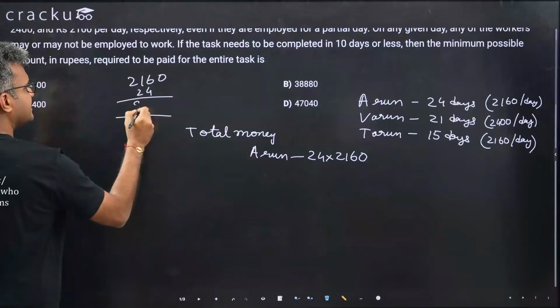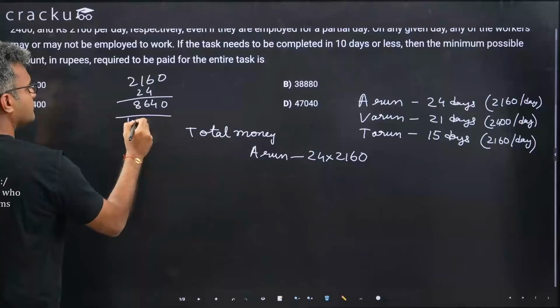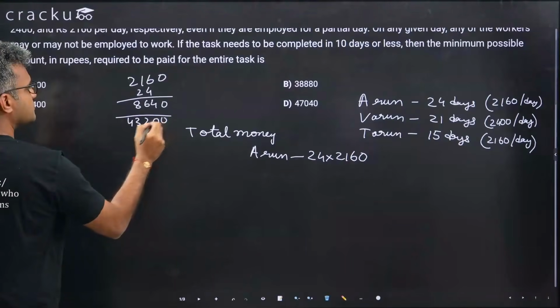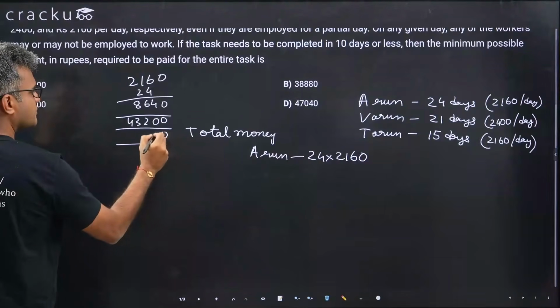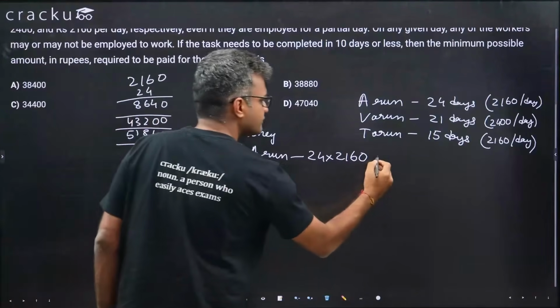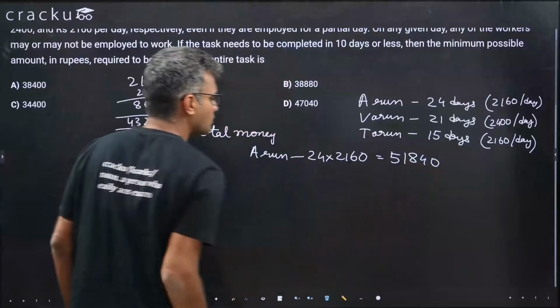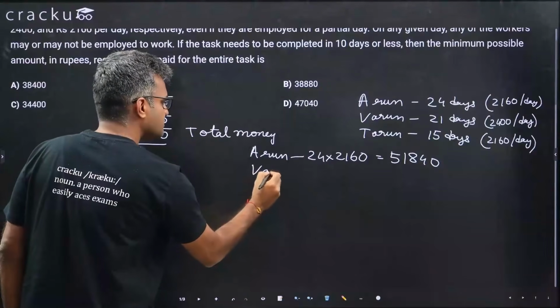This will be 8640 and 43200. This will come to equal 51,840. So he will charge a total of 51,840. What is the total money charged by Varun?